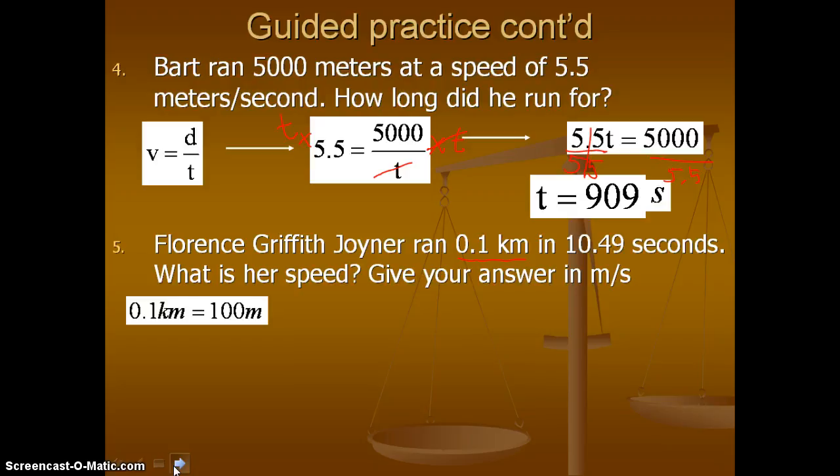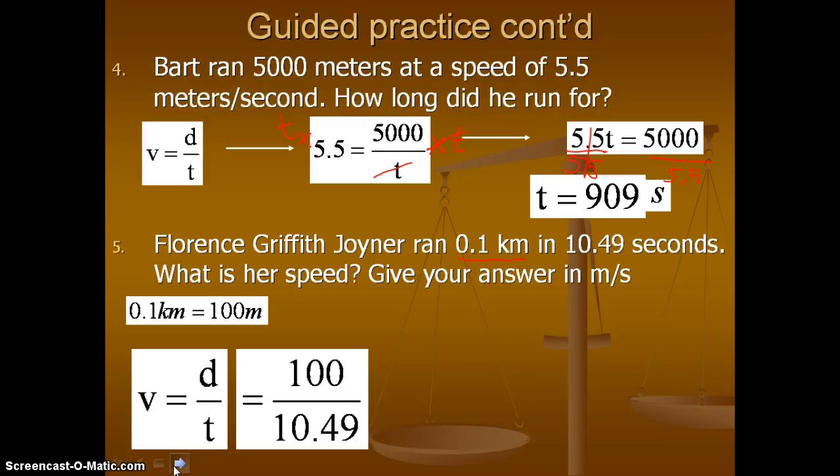So now let's write out our formula. V equals d over t. So we'll have 100 over 10.49. So remember, we need to use the thing we converted to here. And we end up with 9.53. Are we done with this problem? No, we are not. We need to put in units, and the units are meters per second.